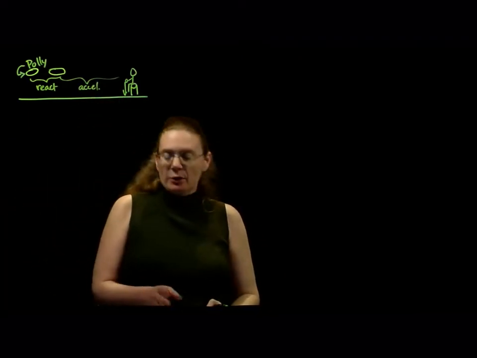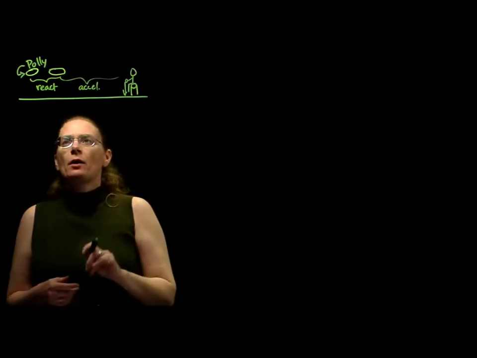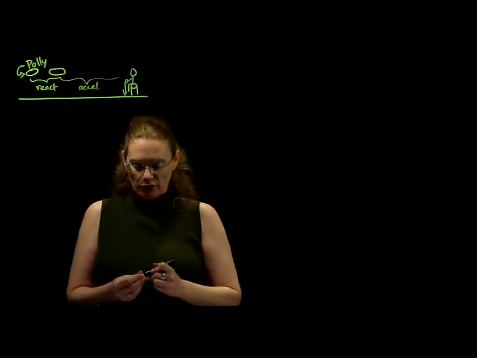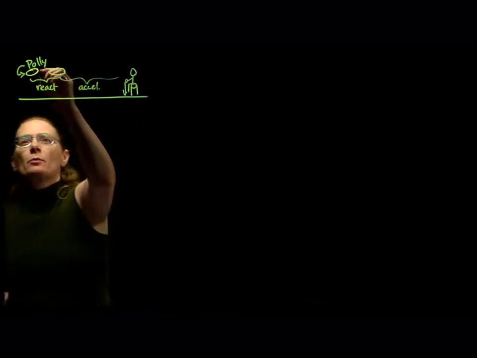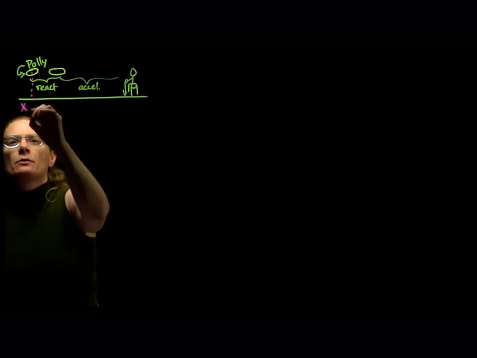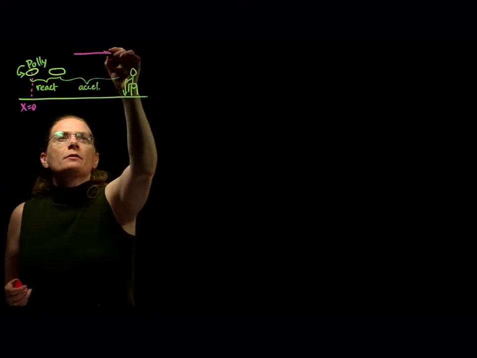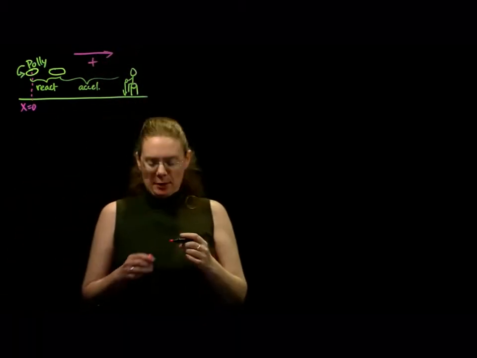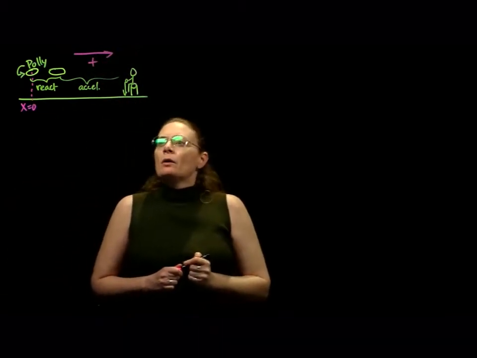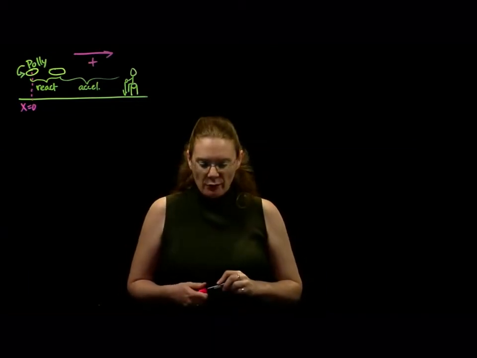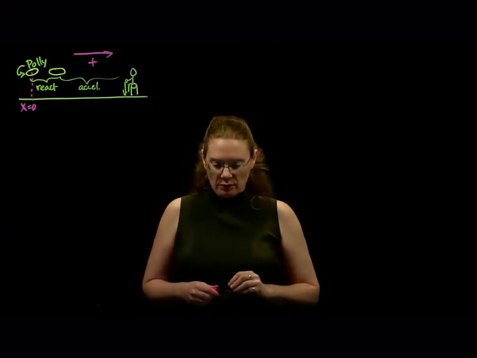Alright, so there's my picture. I'm going to choose as my origin where she starts. So I'm going to choose this right here as my x equals 0. And I'm going to use my standard coordinate system: to the right is positive. Okay, so what is the question? How far was she from the bread when he dropped it?